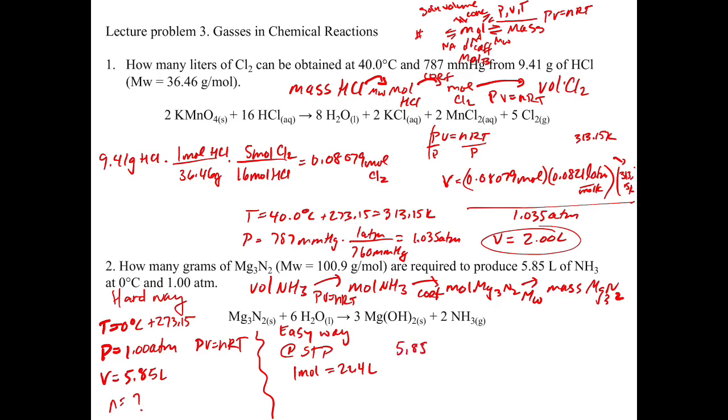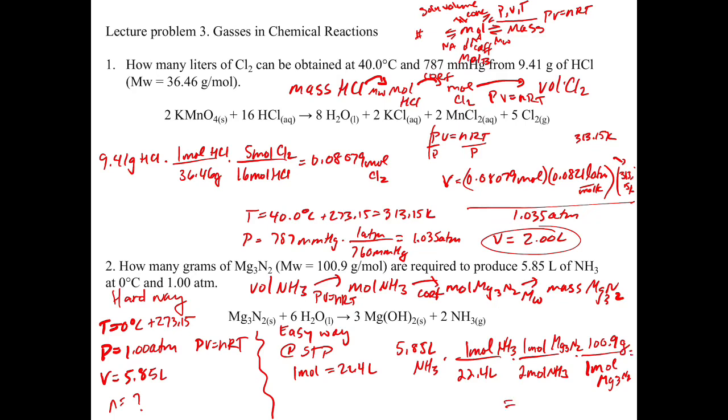So we're going to start with our 5.85 liters of the NH3. We're going to use our STP relationship that there are 22.4 liters for every 1 mole. Now that we're in moles, we can use our coefficients. So for every 2 moles of NH3, there is 1 mole of Mg3N2. And then finally, we want to get our mass. So for every 1 mole of Mg3N2, there is a molecular weight of 100.9 grams. So at the very end here, guys, you're going to get a mass of 13.2 grams of Mg3N2.